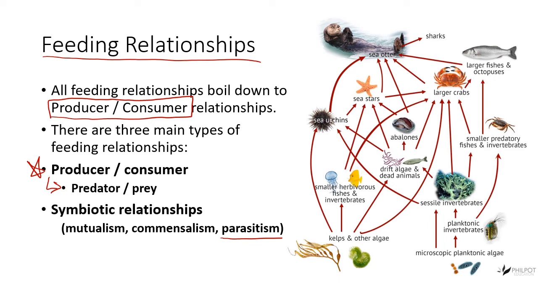Realistically, feeding relationships, producer-consumer, is the one that you should know. Predator-prey, you will see a lot. And you'll see a lot of symbiotic relationships. They are also key, but know that they don't necessarily have to do with feeding. Parasitism always does, but commensalism and mutualism do not necessarily have to do with feeding or energy transfer.